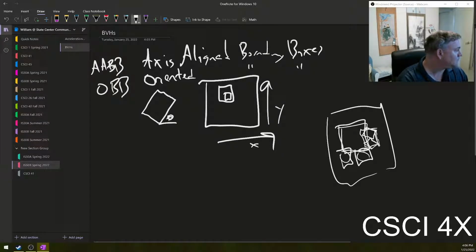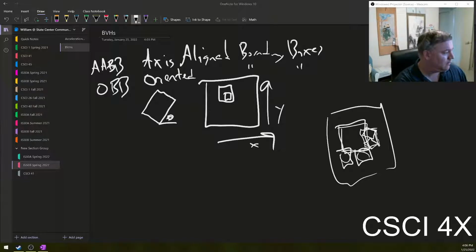You guys understand these concepts here of an OBB and an AABB? These are very commonly used terms in game development. And the math is very similar for them. You just have to do a little rotation first. Okay. Yeah, are these automatically set up?